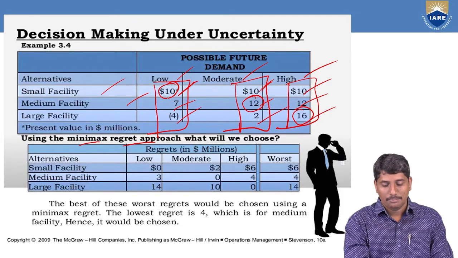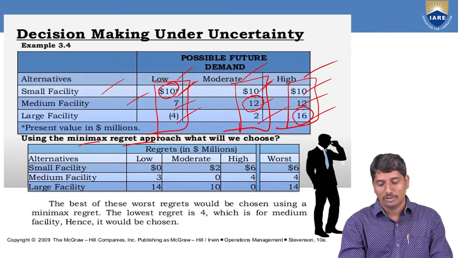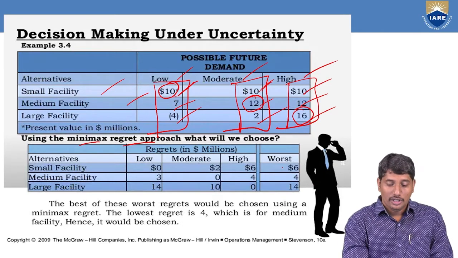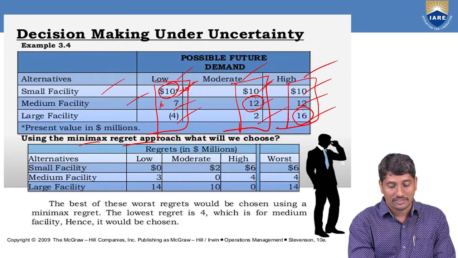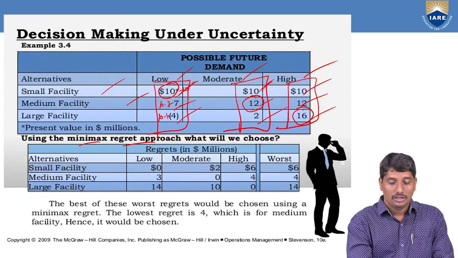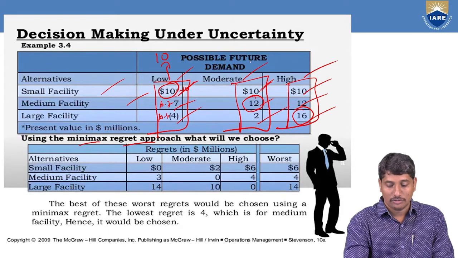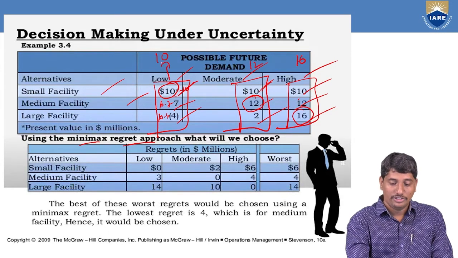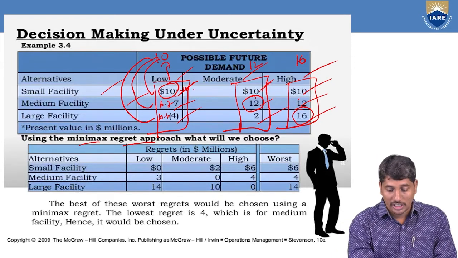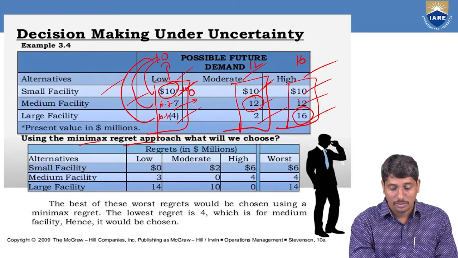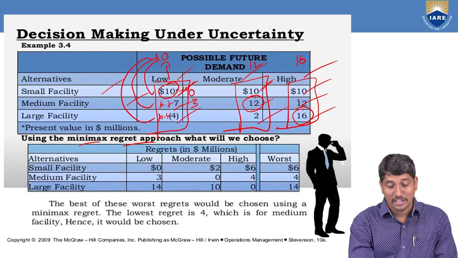That means we are selecting the biggest number in the first column, the biggest number in the second column, the biggest number in the third column. Now we subtract each element in the column from the biggest number of that column. We have selected 10 here, 12 here, 16 here. Now we subtract: 10 minus 10 means 0, 10 minus 7 means 3, 10 minus of minus 4, that means 14.